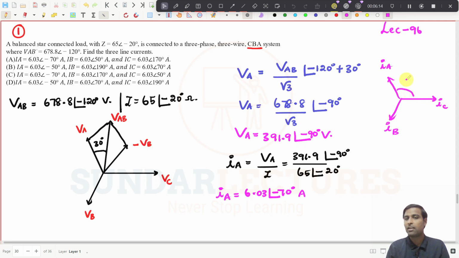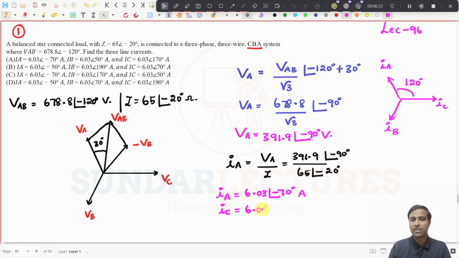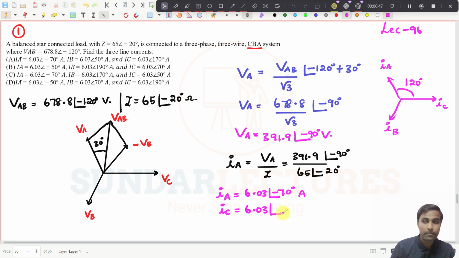What is this angle? This angle is plus 120 degree. I can write like this, right? Because this is minus 120, minus 240. From here to here it is minus 240, or I can write it as plus 120. That is also correct, right? So what can be the IC value? The magnitude value will be the same, plus 120. What will you get if you put plus 120 degree to this value? It will be 50 degree, right? Am I right?